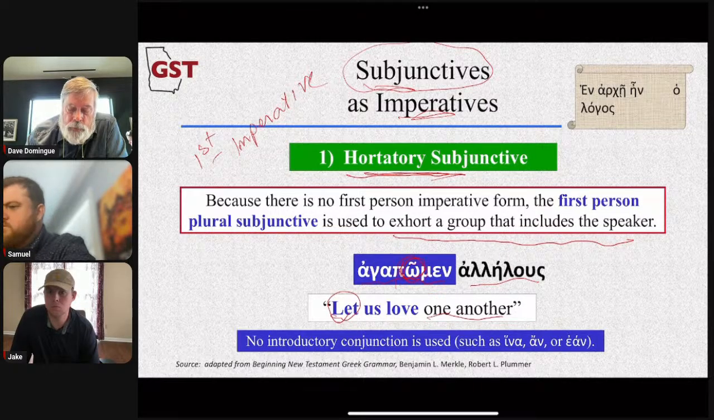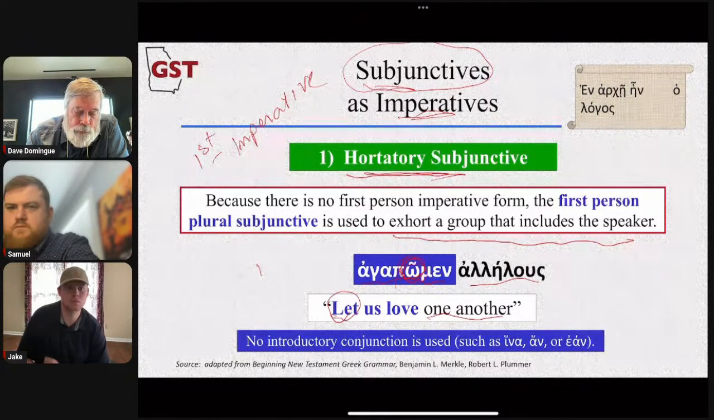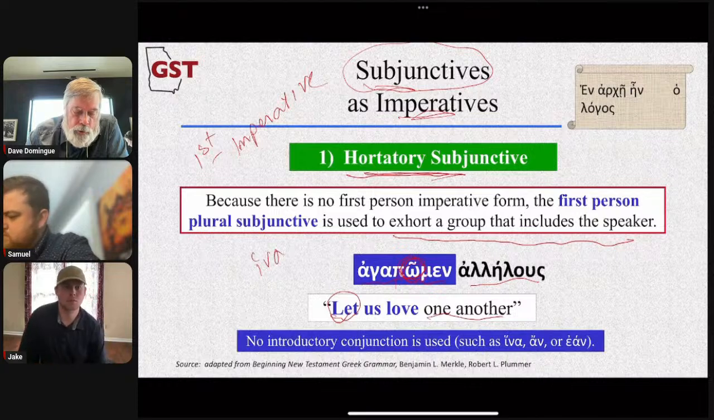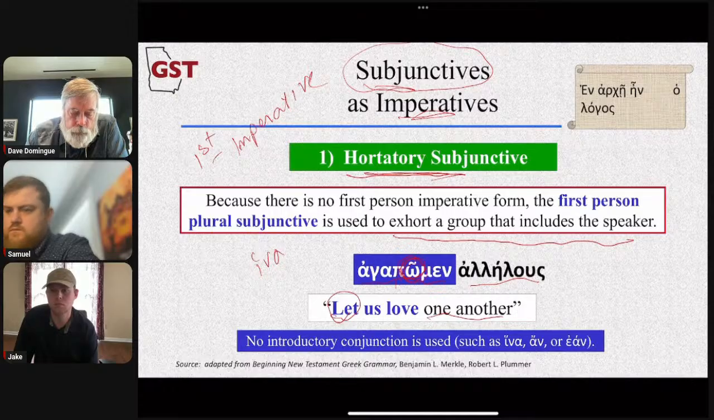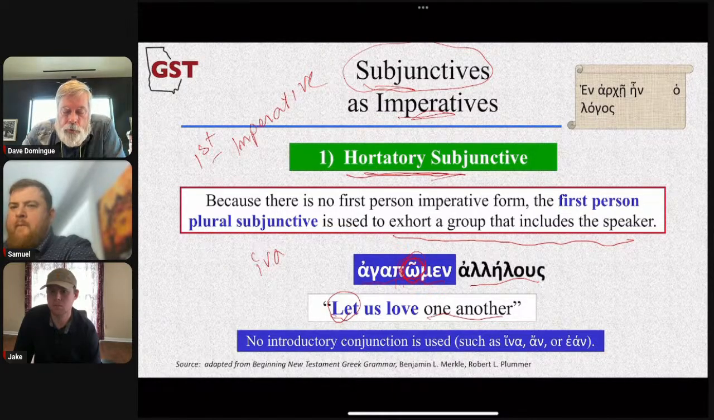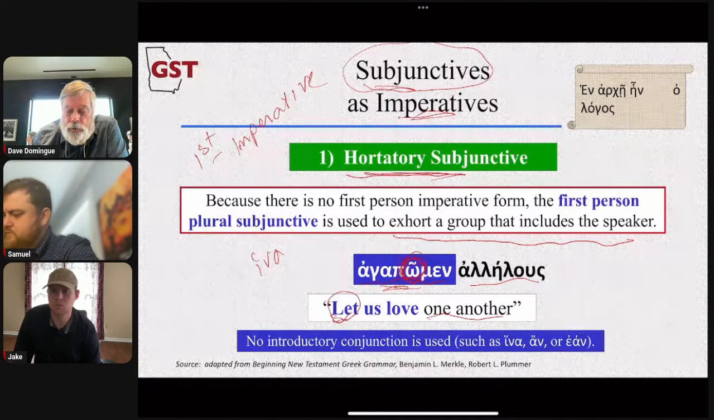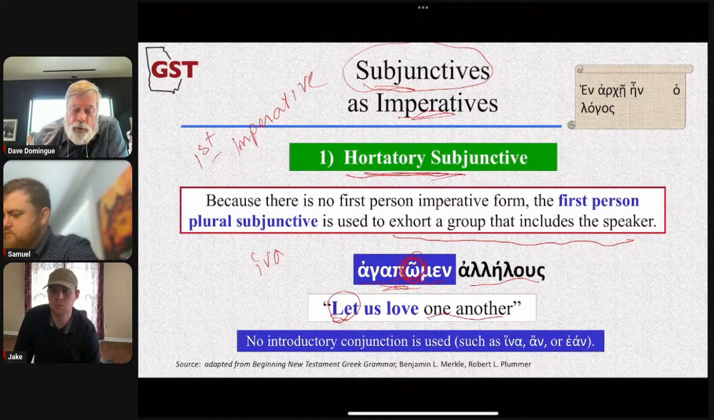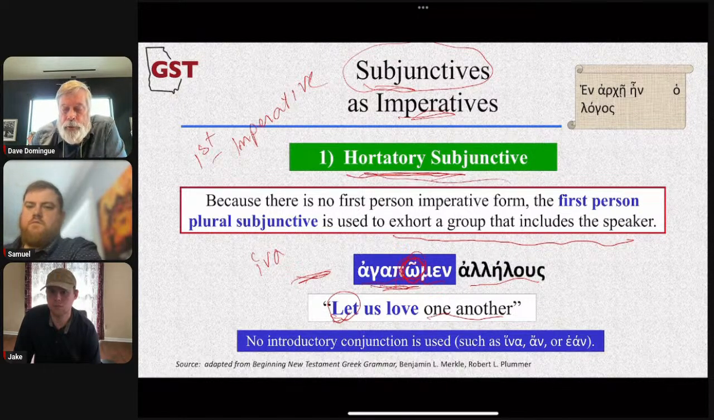What do we remember about subjunctives? They typically will have hina or other syntactical characteristics to let us know that it's a subjunctive, in addition to that lengthened omega. And we would typically translate it as "that we might love." But because there is no hina in the context or any other form to give us that, we can recognize it as a hortatory subjunctive. Let us love one another.